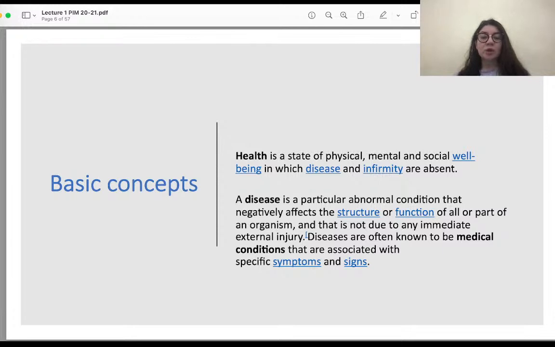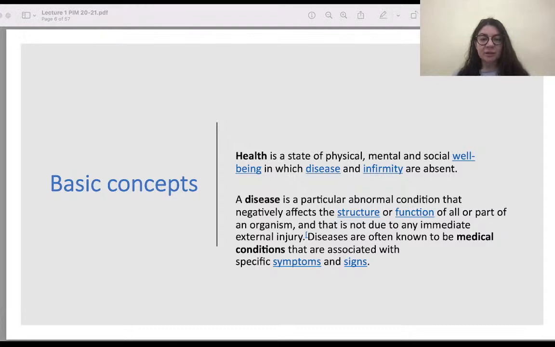Let's discuss basic concepts that we use in internal medicine, and let's start from the beginning, the whole beginning. First of all, what is health and what is disease? Health is a state of physical, mental, and social well-being in which disease and infirmity are absent.